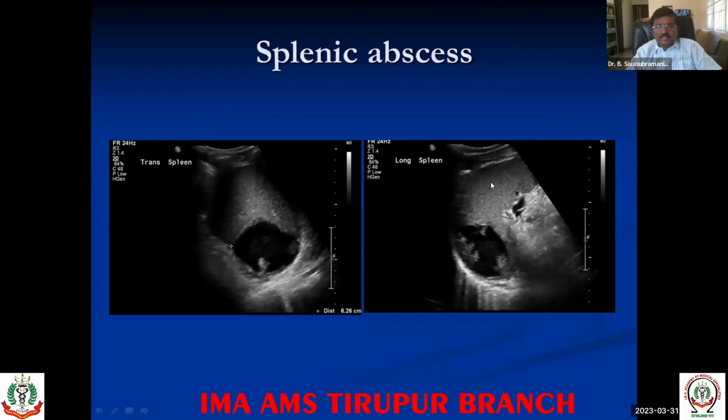This is another case where there's a splenic abscess. You can see the splenic abscess, again the cause of fever.